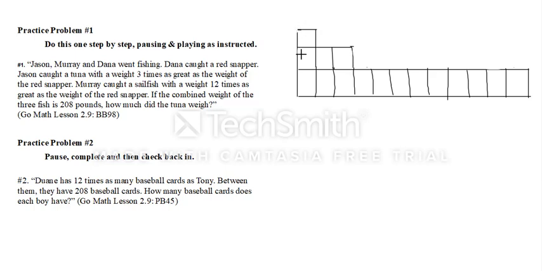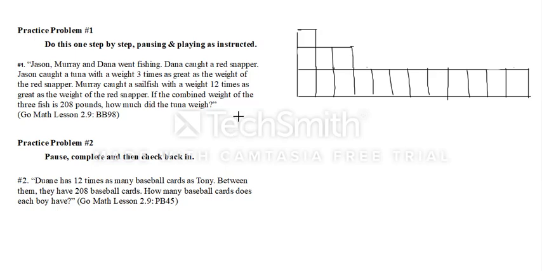Now that we have that, let's look at practice problem number 1. Although you're doing it with me, I want you to do it step by step, pausing and then playing as the instructor does one more thing. So first I'm reading this through. Jason and Murray and Dana went fishing. Dana caught a red snapper. Jason caught a tuna with the weight of 3 times as great as the weight of the red snapper. Murray caught a sailfish with the weight 12 times as great as the weight of the red snapper. If the combined weight of the 3 fish is 208 pounds, how much did the tuna weigh?